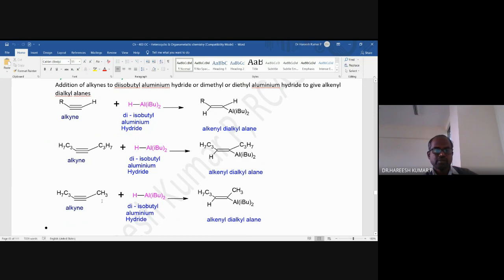Look here, this is an unsymmetrical alkyne, not symmetrical. This group is a propyl group and this group is a methyl group. Since the propyl group attached to this carbon is more hindered, H minus will add to this carbon and aluminum will add to this carbon. So the product is this.